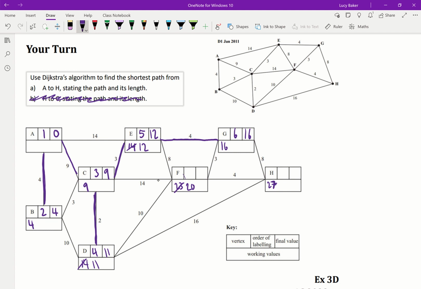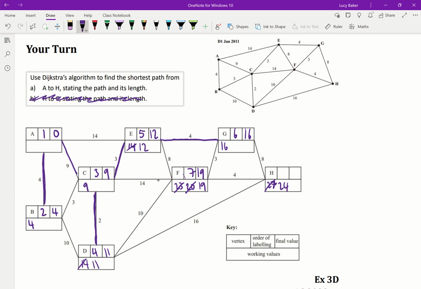Now from G, I can get down to F in a distance of 3. So the total distance from A, if I do that, is going to be 16 plus 3, which is 19. Or I could go down the arc to H, which is going to be in a total distance of 24. So that's quicker than 27, but F is still closer. So I'm going to label F next with a 7. Total distance from A of 19.